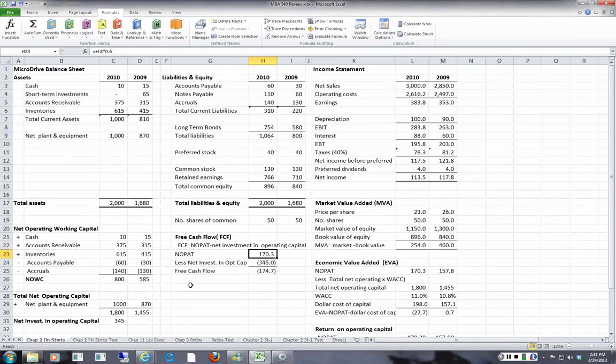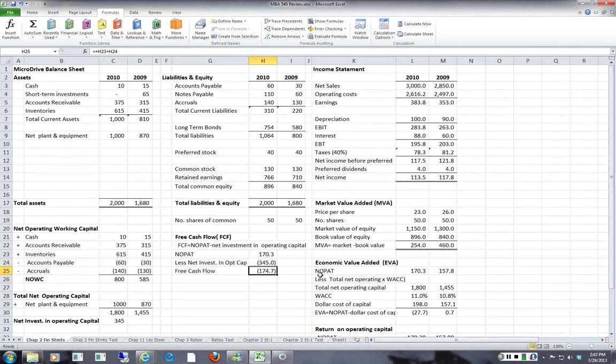And from that, we deduct this $345 increase. It's really thousands, so I guess I better say thousands. We're going to deduct $345,000 from that. So we come up with a negative free cash flow of $174.7.